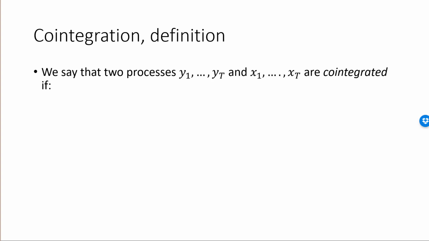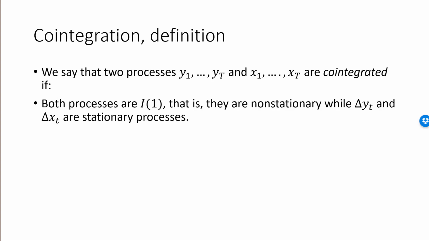These two processes may be cointegrated, and the requirements for them to be cointegrated are as follows. The first condition is that both of the processes must be I(1). They must be integrated of order 1. Remember, that means that they are non-stationary, while when you take the first difference of them, they will be stationary.